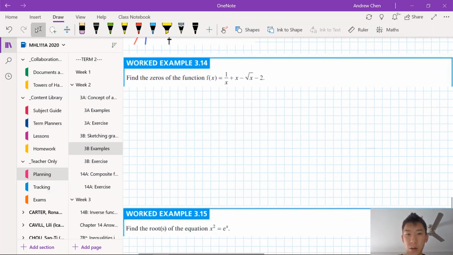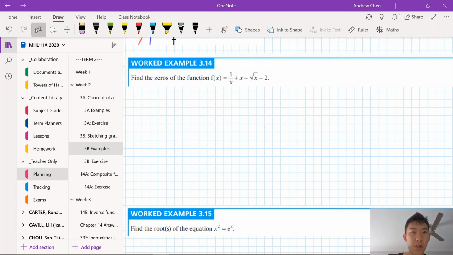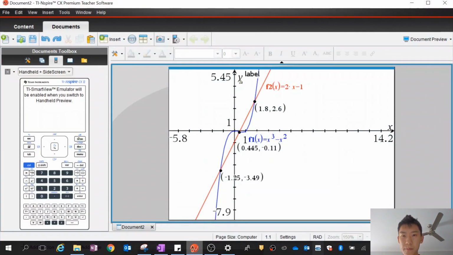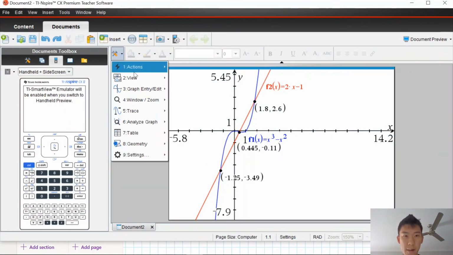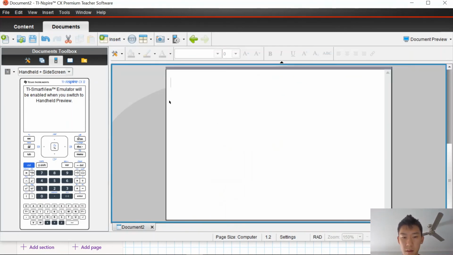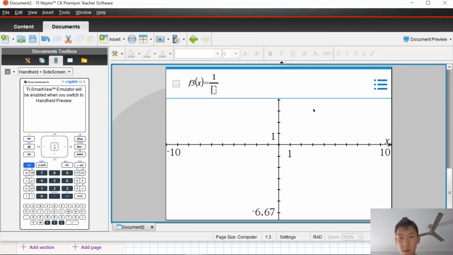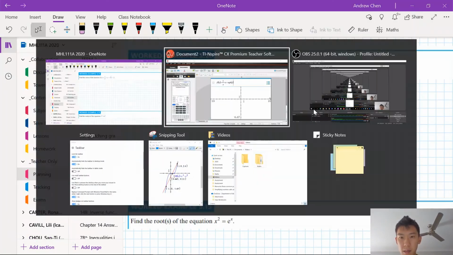3.14, find the zeros of the function. Okay, so zeros means x-intercepts, which is the same as saying the root of the function. We're going to, again, use the calculator to help us do that. So let's graph it. 1 over x plus x, take root x, take 2. So let's graph that. Whoops. So we have 1 over x plus x take square root x take 2.